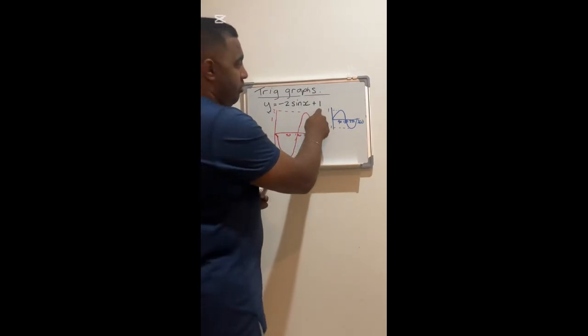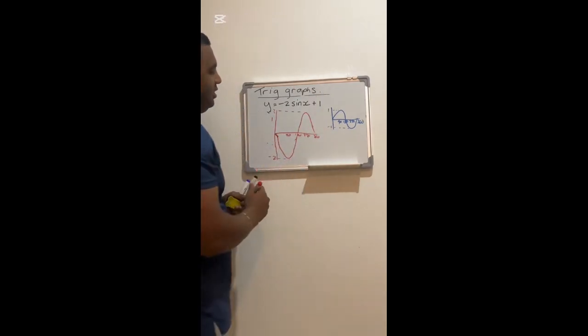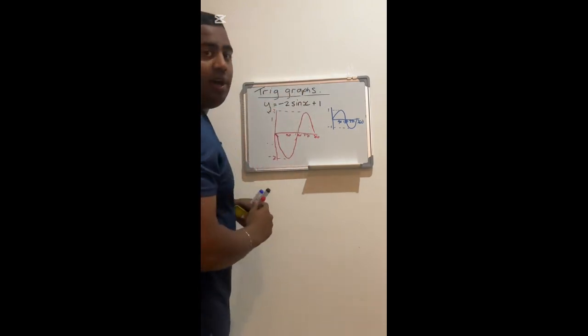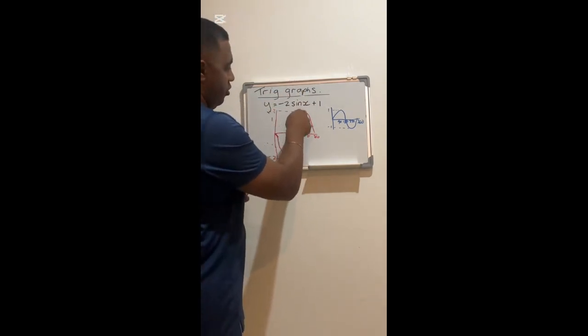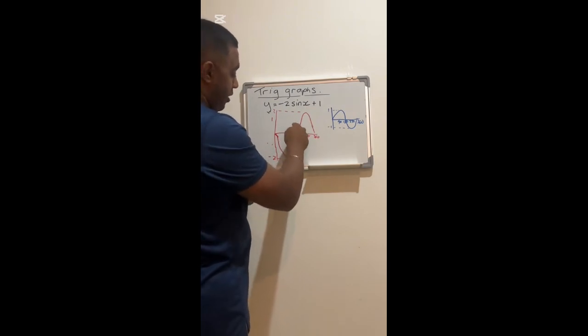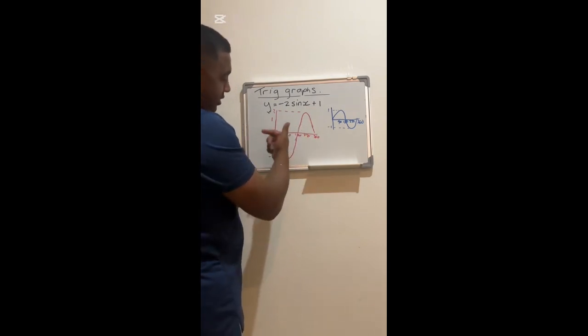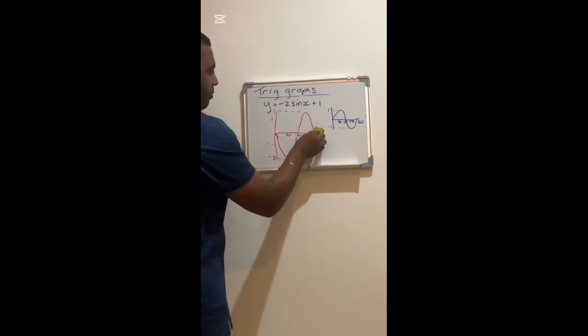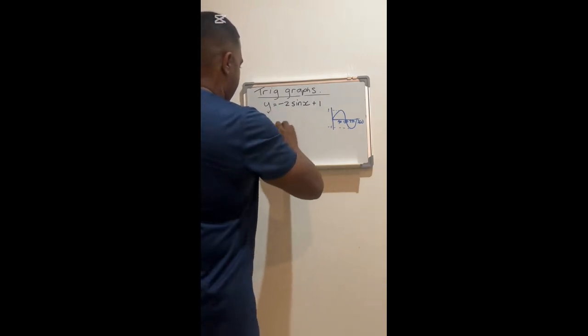Now the last part of the graph is we need to move the graph 1 unit upwards. So everything is just going to move 1 unit up. Where it turns at 2, the top is going to turn at 3. Where it cuts at 0, it's going to cut at 1. And where it turns at -2, it's going to turn at -1. I'll just show you the graph the way it needs to be.